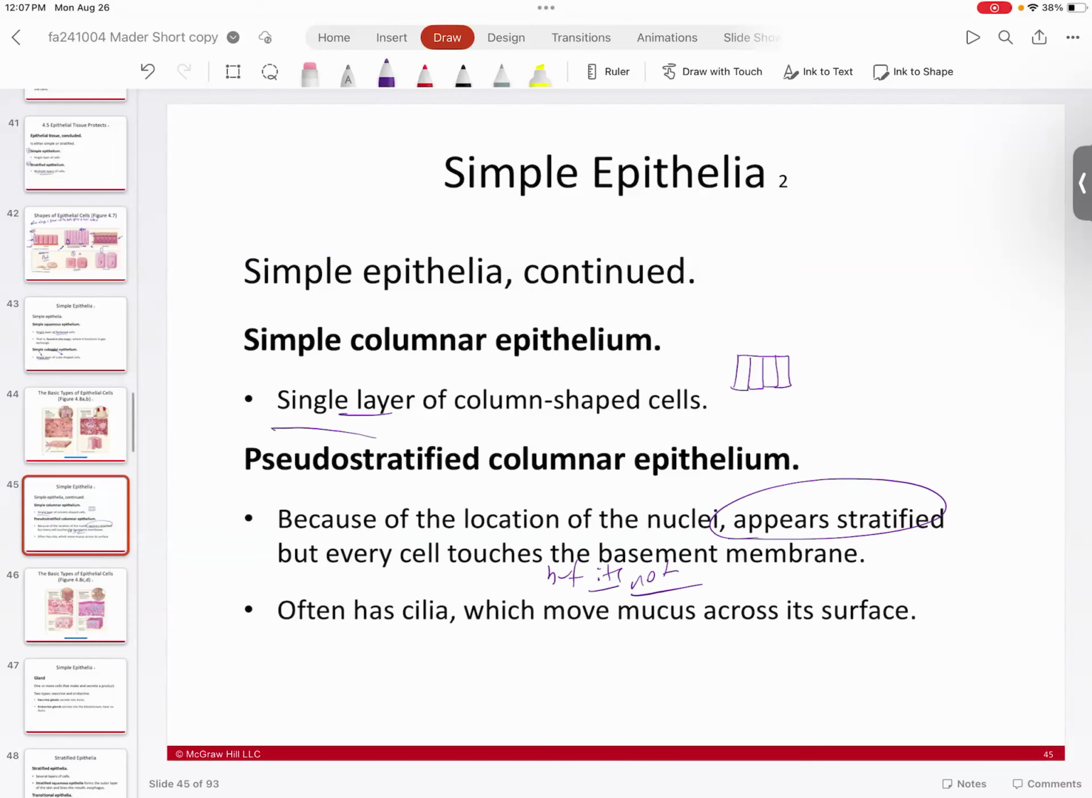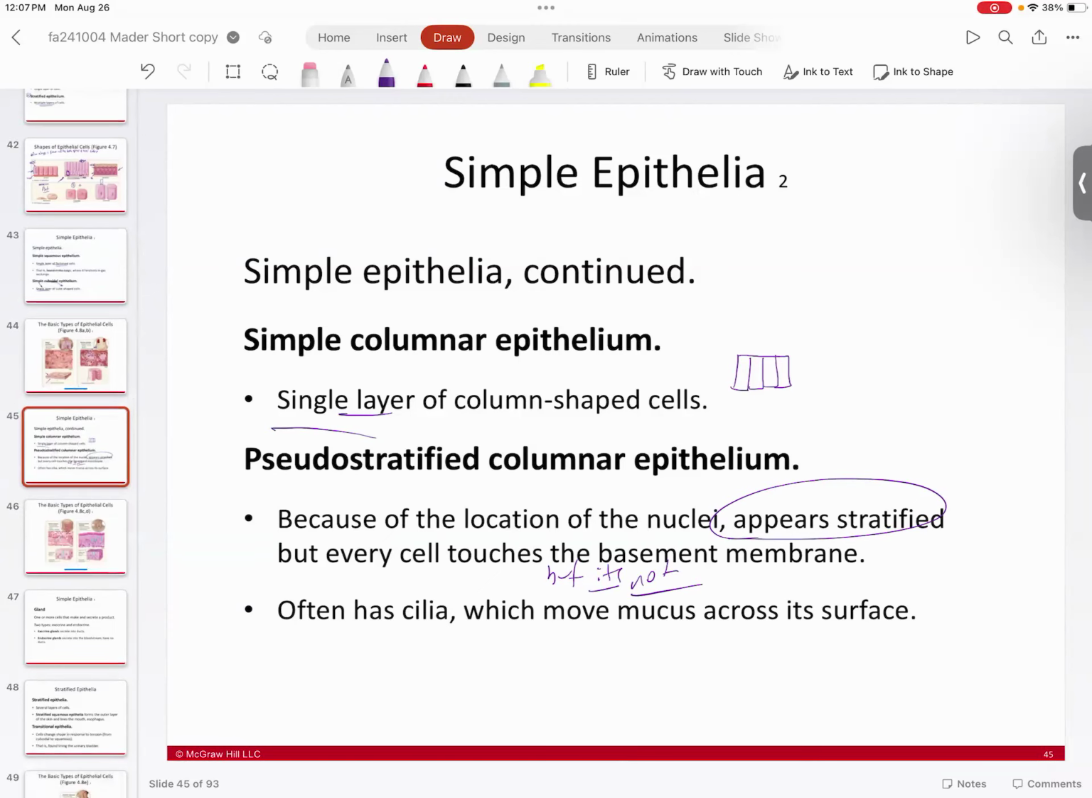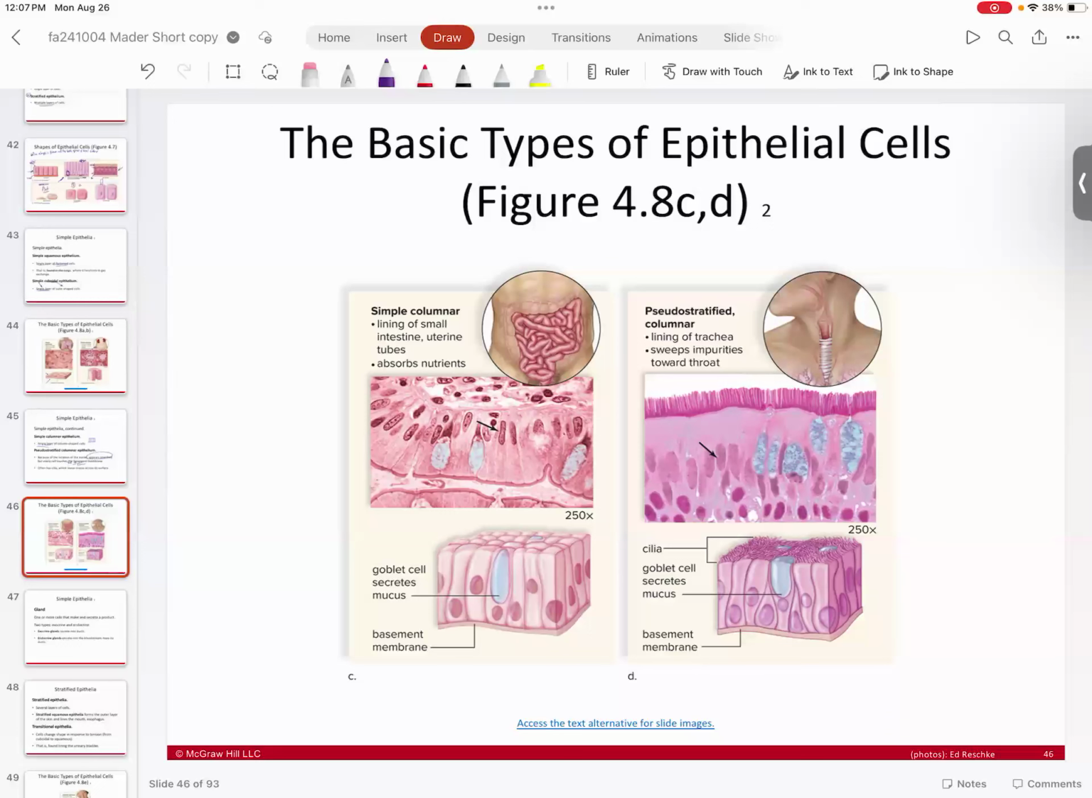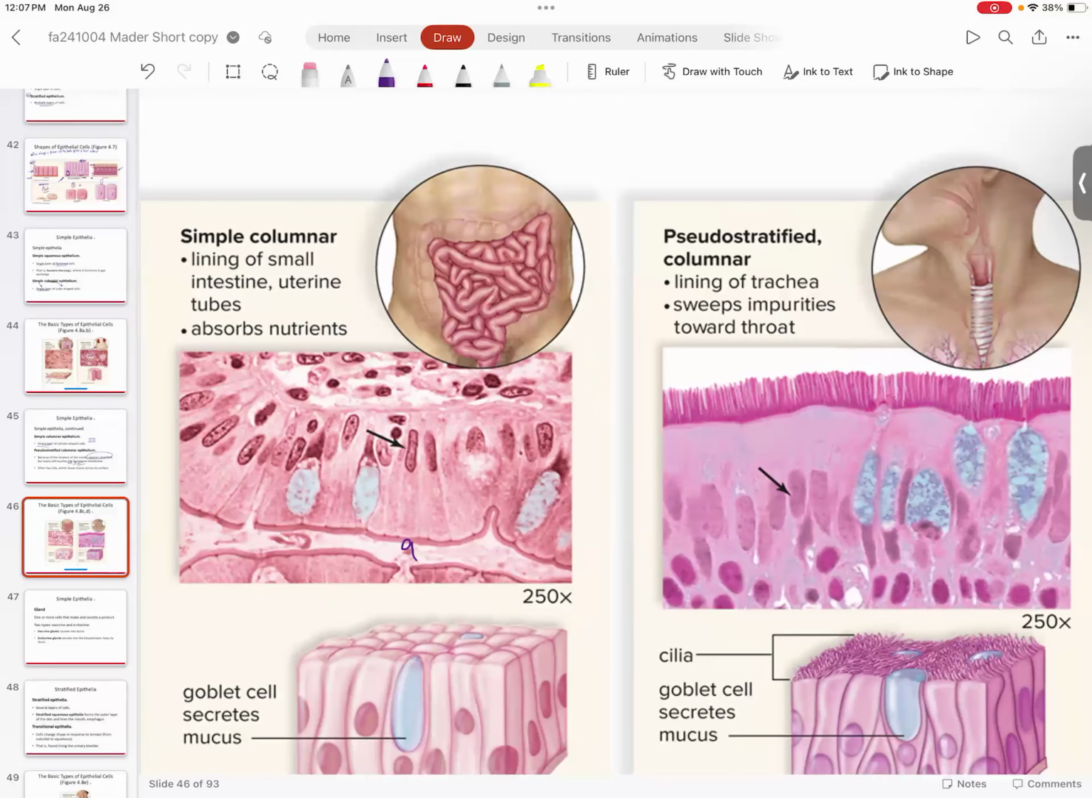Oftentimes, we see this in the respiratory tract where our cilia are moving mucus across the surface. Here's what it looks like. So here's your simple columnar. So you can see, basically you have the apical surface. I'm just going to put an A for apical. And then you can see the basal surface over here, and that's true for each one of them. So you can see how the nuclei tend to line up in a nice little orderly fashion.